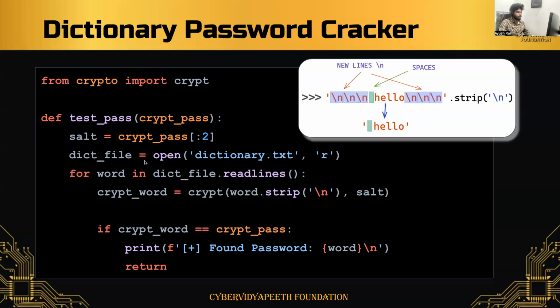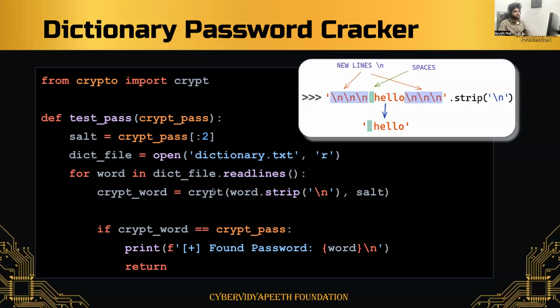And after that we will read the dictionary. You are familiar with it now, how to read a dictionary file. After that it will iterate through each word. For word in dict file dot read lines, and line by line it will start to read each word. Crypt word equal to crypt dot crypt, word dot strip, and a comma, salt.